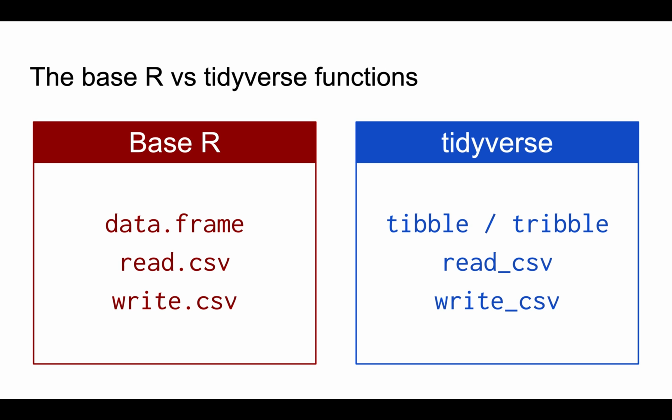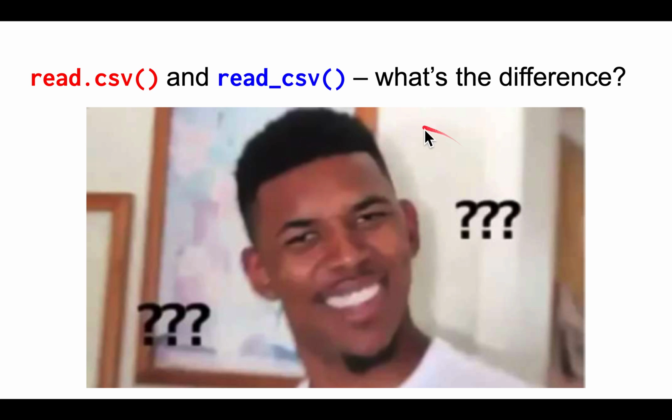So in R, you can use the base R functions for working with data frames, or you can use the tidyverse functions. The base R function to create a data frame is data.frame, whereas the tidyverse function equivalents are tibble and tribble. For reading and writing, you have read.csv and write.csv from base R, whereas from tidyverse, it's read_csv and write_csv. Now, you might be thinking, what's the difference between read.csv and read_csv? We'll go through that in the coding demo later.